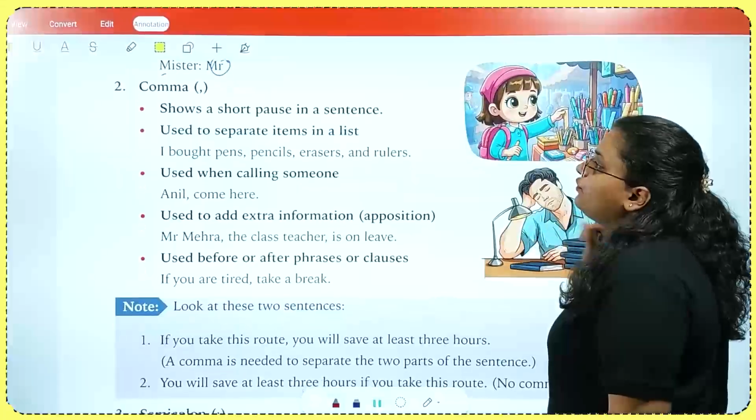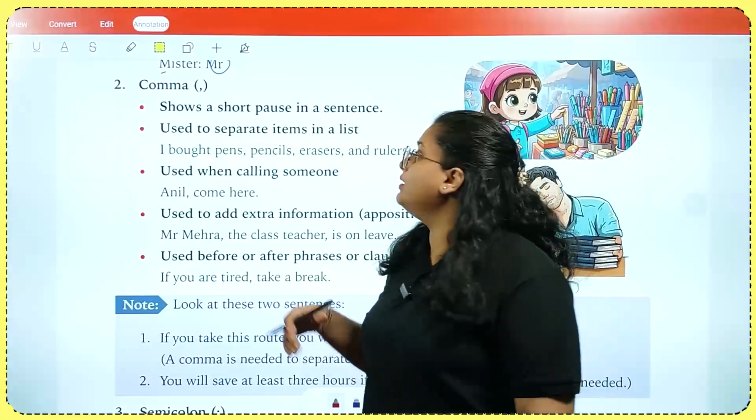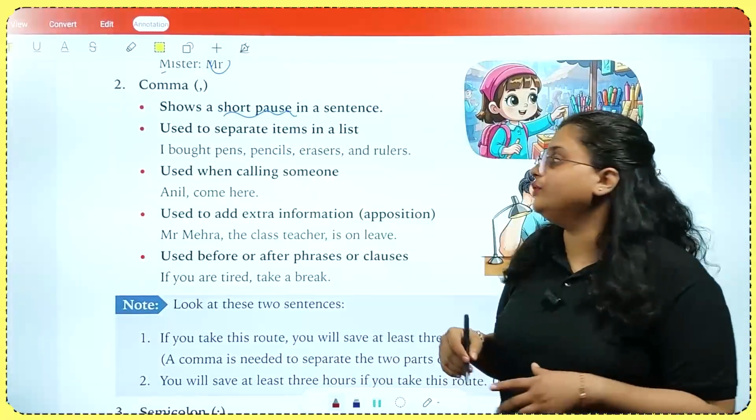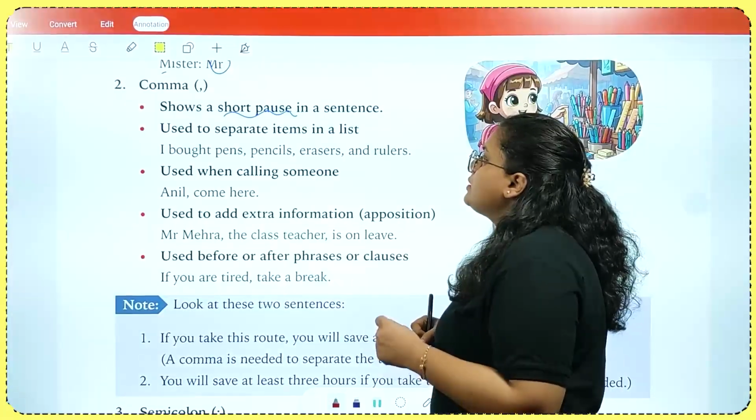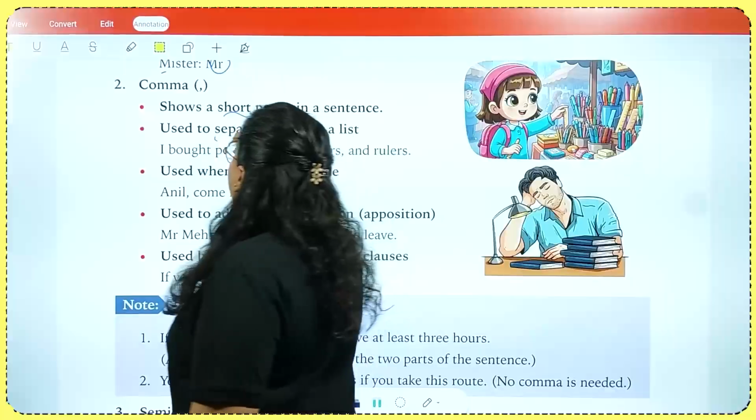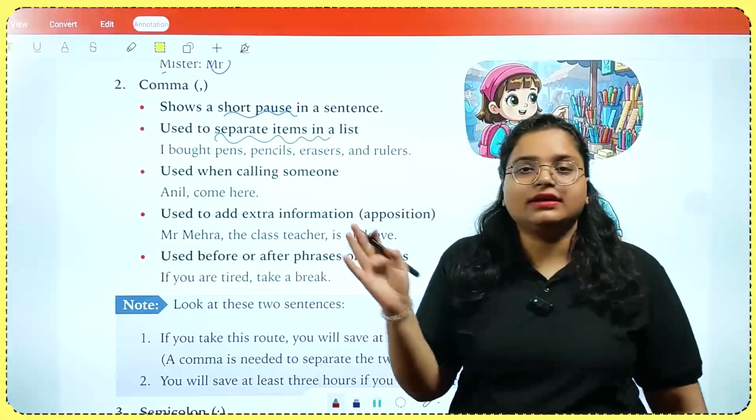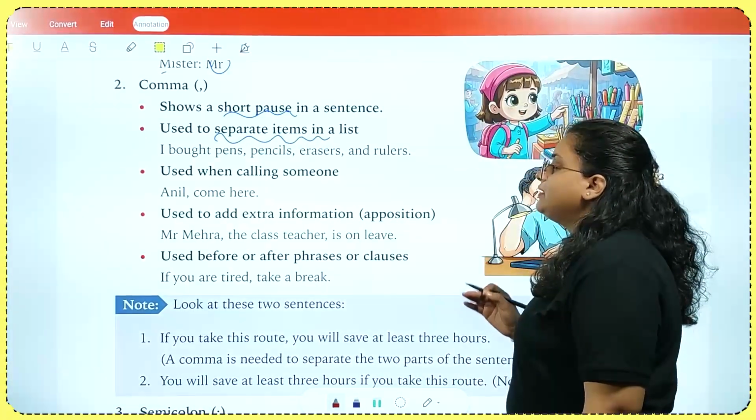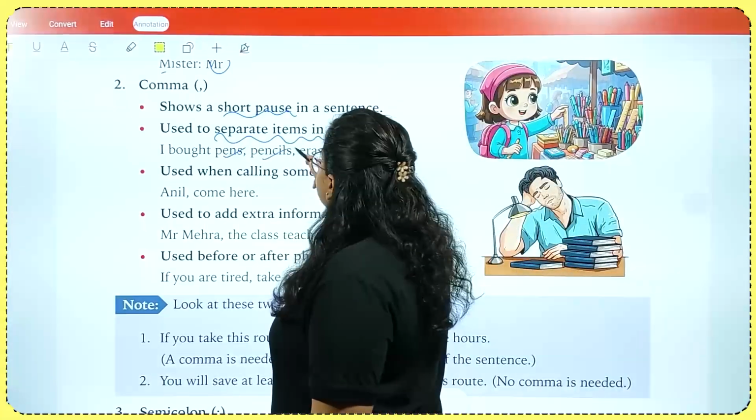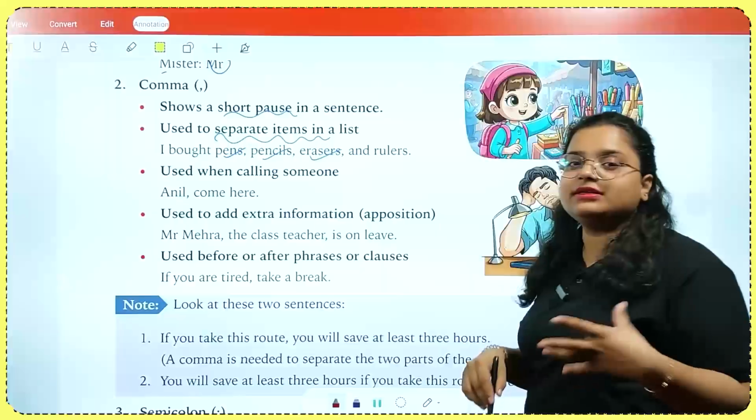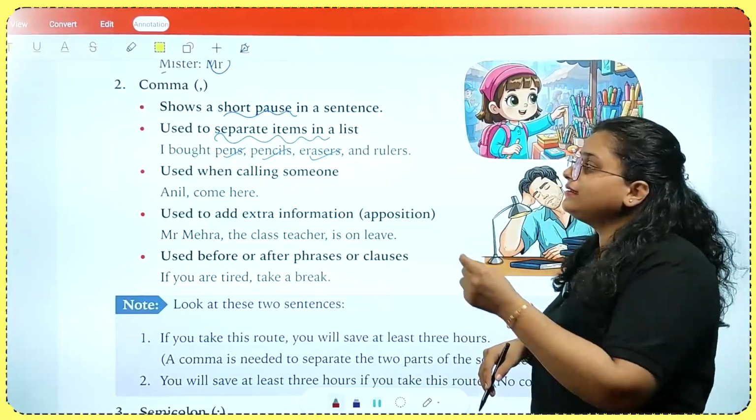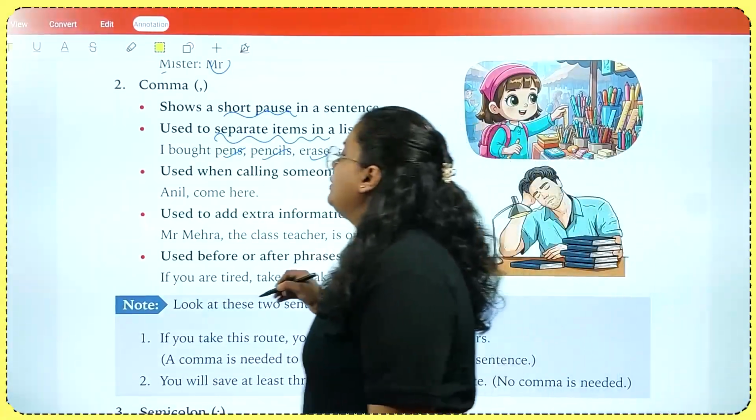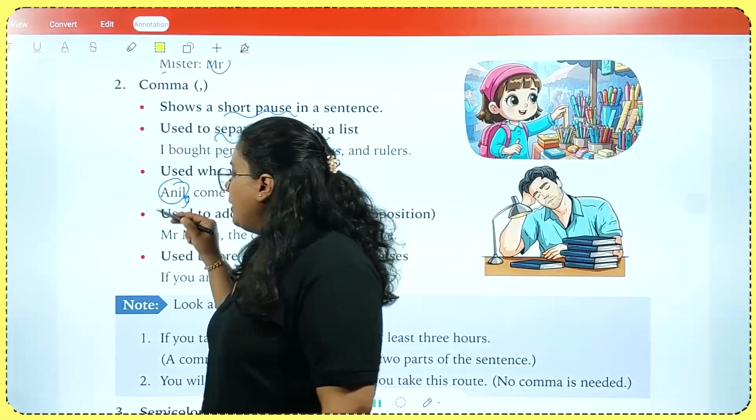Now when we have comma. Now when is comma used? Comma shows a short pause in a sentence. जब एक छोटा pause you have to show, you'll use a comma. Used to separate items in a list. आइटम्स जो भी चीजें एक लिस्ट में होंगी उन्हें अलग अलग करने के लिए आपको एक कॉमा यूज करना होगा. आई बॉट पेन, पेंसिल, इरेजर एंड रूलर. सो पेन, पेंसिल, इरेजर, these are all similar kind of things, stationery items, so these are separated by a comma. Used when calling someone. When you call someone, when you address them, then you put a comma, अनिल.